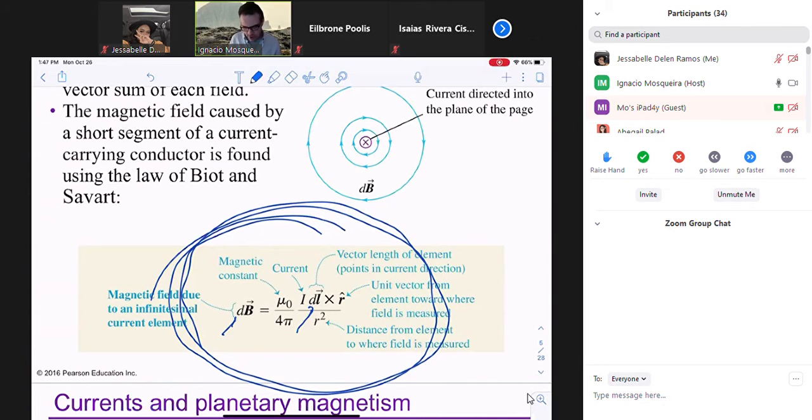But here they're saying, okay, in general, if you have a wire, this is a differential equation, dB, the derivative of the B field, and dl is the little chunk of the wire. Take a little chunk of the wire, you calculate the effect of that little chunk of the wire. It's a vector, so you have to calculate the magnitude, and the direction, x direction, y direction.